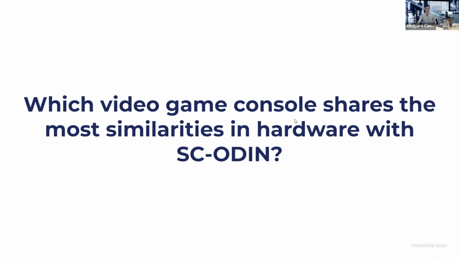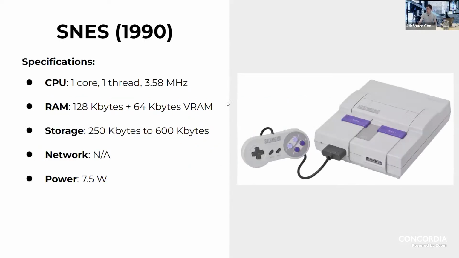So the one that I found that more closely resembles the specs for SC Odin is the Super Nintendo. That's a console that came out originally in 1990. Similar specs: 1 core, 1 thread, total RAM of 128 kilobytes with an extra 64 kilobytes for video RAM, which is where you store all the data for your graphics. Storage, depending on the game, because the storage is on the cartridge itself, is 250 kilobytes to 600 kilobytes on average, and a power consumption of 7.5 watts. So overall, pretty similar to what we were working with on SC Odin.